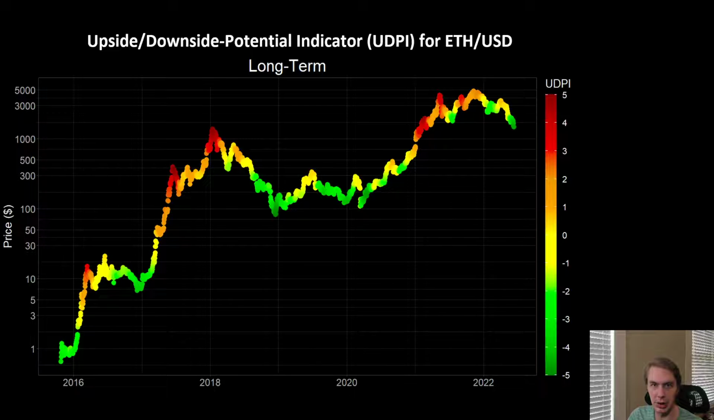Today I want to talk about the current Ethereum crash, what some of our indicators are making of it, and some things to consider when we consider the long-term prospects for Ethereum.